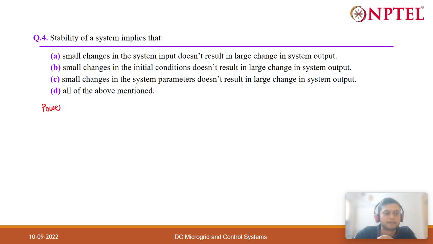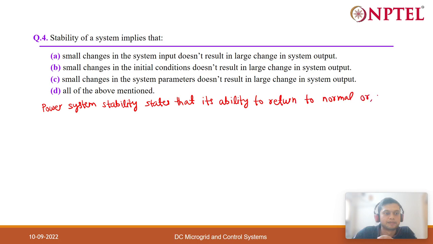If you see the definition of power system stability, power system stability states that its ability to return to normal or a stable operation after having been subjected to some disturbances.